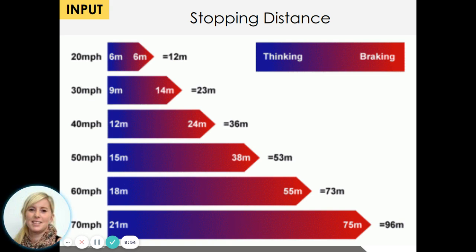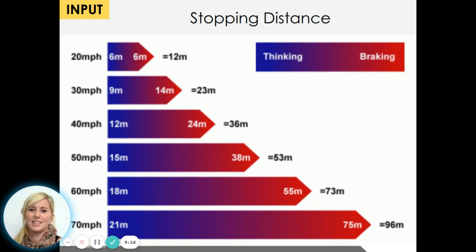So think about this now. Down the side, we've got the speed that the vehicle is travelling at. If you go at 20 miles per hour, then you get a stopping distance of 12 metres. 6 plus 6, 6 is the thinking, 6 is the braking. Add them together, you get a stopping distance of 12.